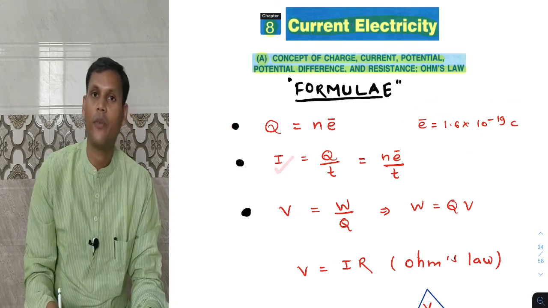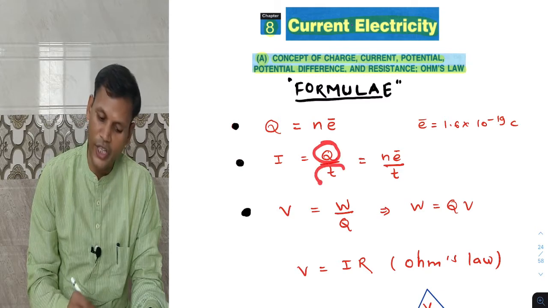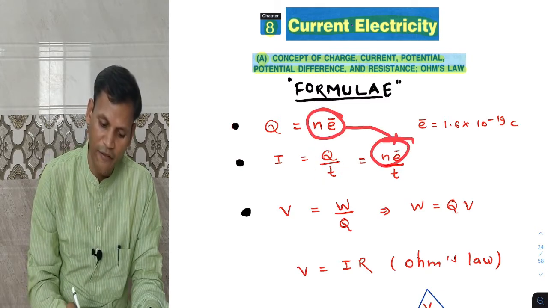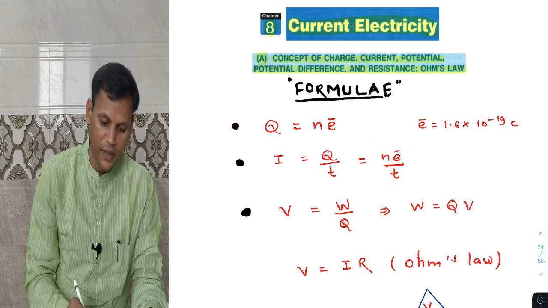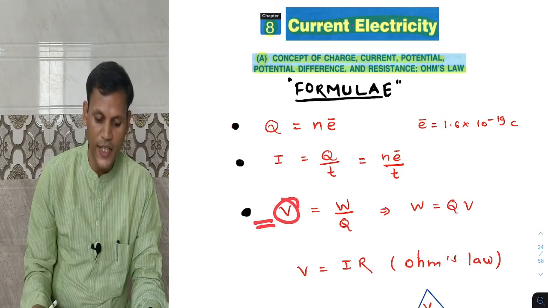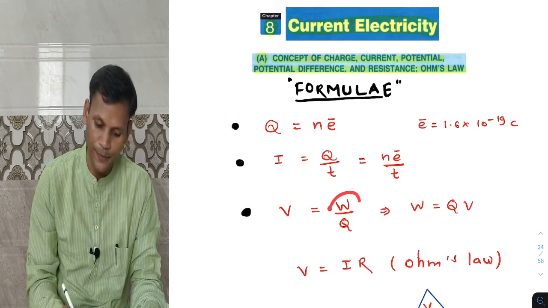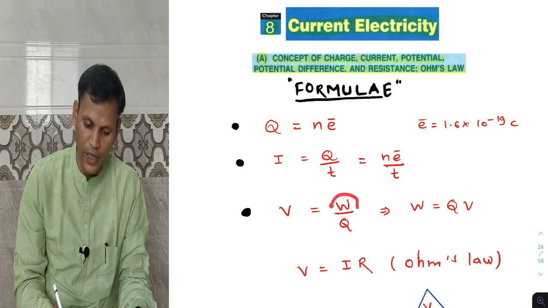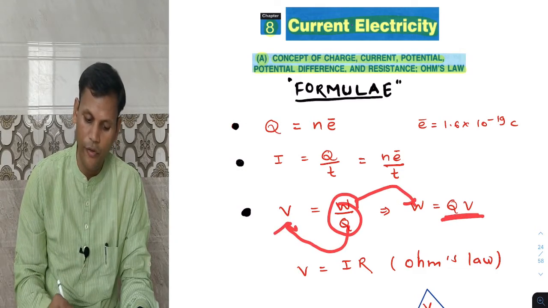Second is current. Current is the rate of flow of charge, so it is charge upon time. Charge is Ne, so Ne is here instead of capital Q upon t. Next is electric potential. It is work done per unit charge. By cross multiplication, Q goes to the other side, so W will be Q into V.